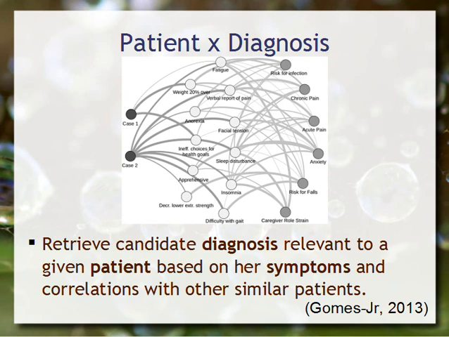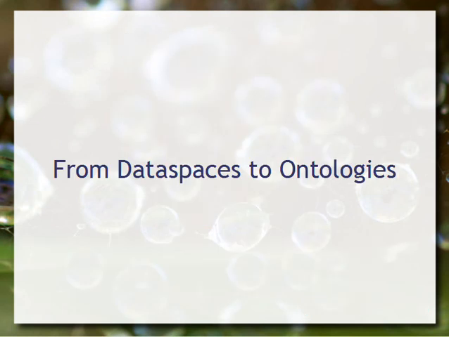Okay. So you write a request when you ask for something concerning topology. The basic idea, for example, is to retrieve candidates of diagnosis relevant to a patient based on the symptoms and correlations with other similar patients. This I can write in a query language which my student is working on. So we did that, and we published a paper to show that we can look at the topology and answer questions.